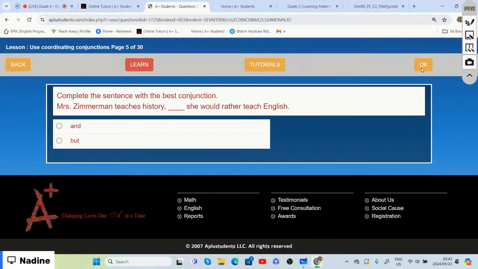Mrs. Zimmerman teaches history and she would rather teach English. Or do we say Mrs. Zimmerman teaches history, but she would rather teach English? Which one is correct? And or but? Mrs. Zimmerman teaches history and she would rather teach English. Or do we say Mrs. Zimmerman teaches history, but she would rather teach English?